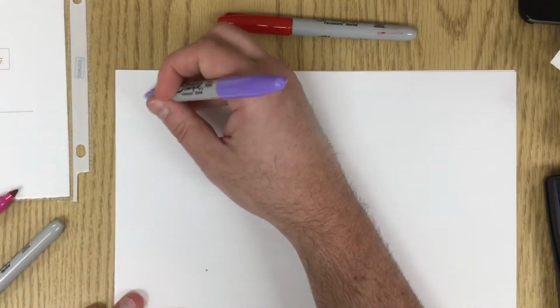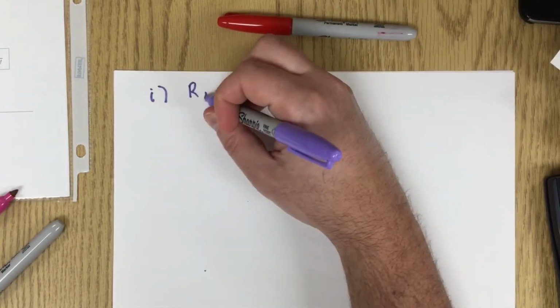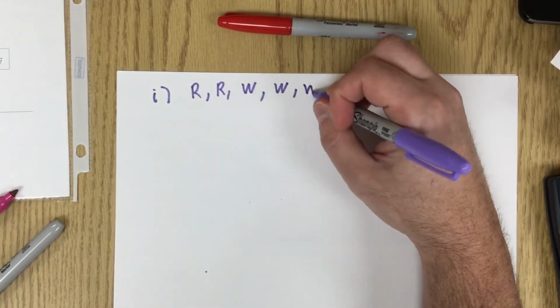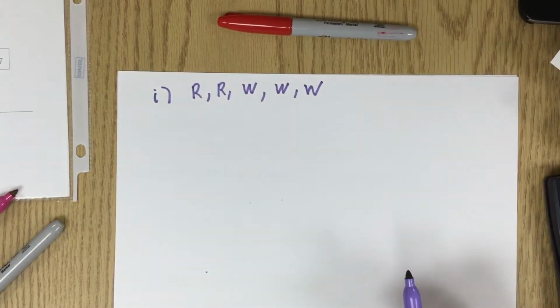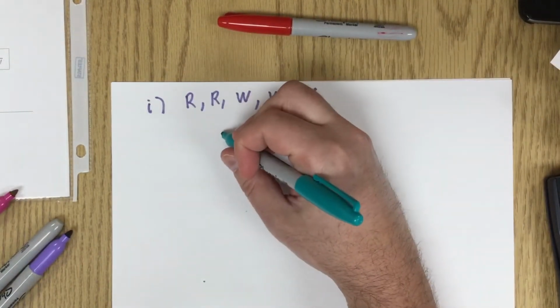And let's do another. So let's say we had red, red, white, white, white. You can try this one yourself. Pause the video and do it. I'm going to move on.